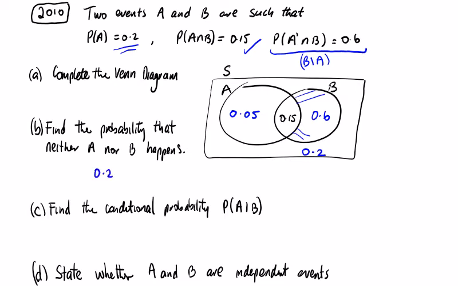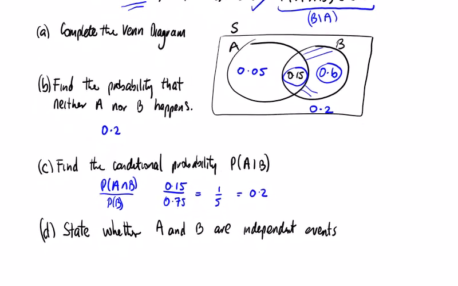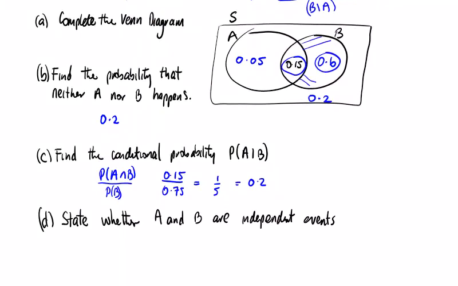The conditional probability A given B is the probability of A intersection B over the probability of B, which is A intersection B, 0.15 over the probability of B. These two added together is 0.75, which gives 1 over 5, or 0.2, which you can see is the same as the probability of A. So these events are independent.